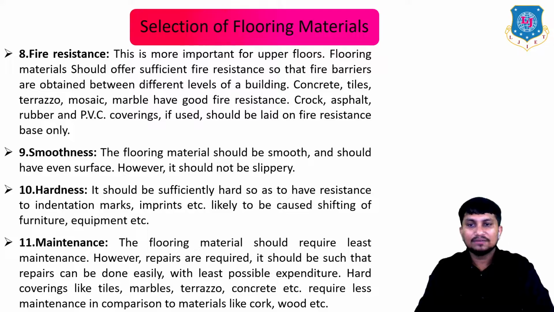Okay. 11th is maintenance. The flooring material should require least maintenance. However, repairs are required. It should be such that repairs can be done easily with least possible expenditure. Hard covering like tiles, marbles, terrazzo, concrete, etc. require less maintenance compared to the materials like cork, wood, etc. Okay, so based on maintenance point of view, tiles, marbles, terrazzo, concrete is good flooring material, you can say. So these are the 11 criteria to be considered while selecting the flooring material.